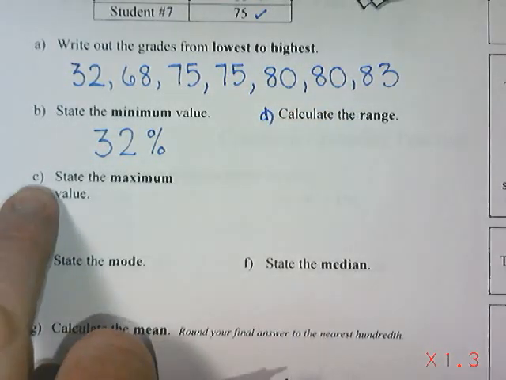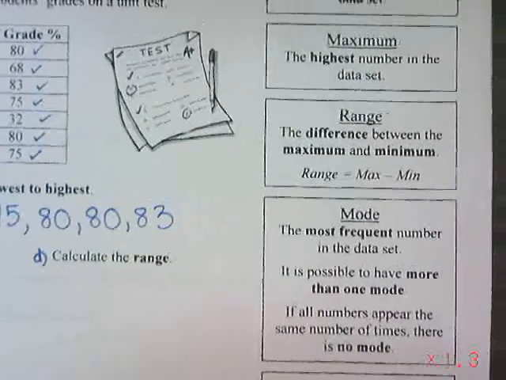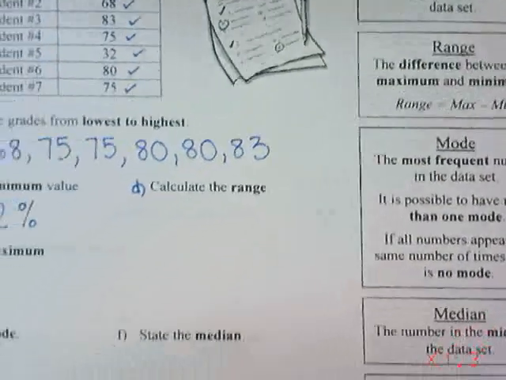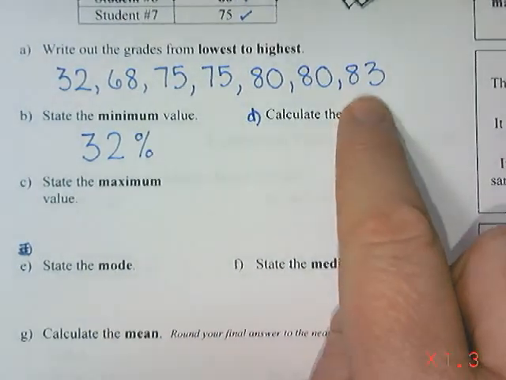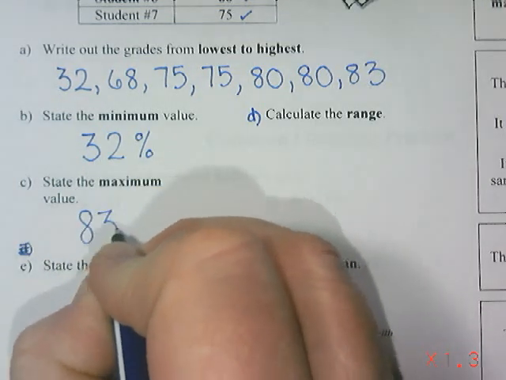So part C says state the maximum value. If I go look at my glossary, maximum, it says, is the highest number in the data set. So we're looking for the largest number, which, because we've sorted from high to low, is very easy to find. It's just 83, and that is 83%.